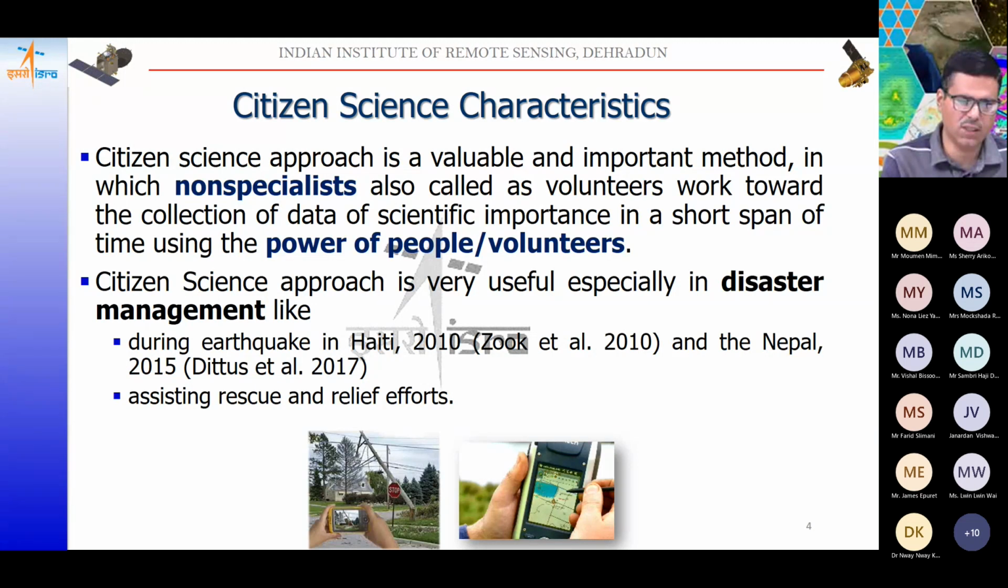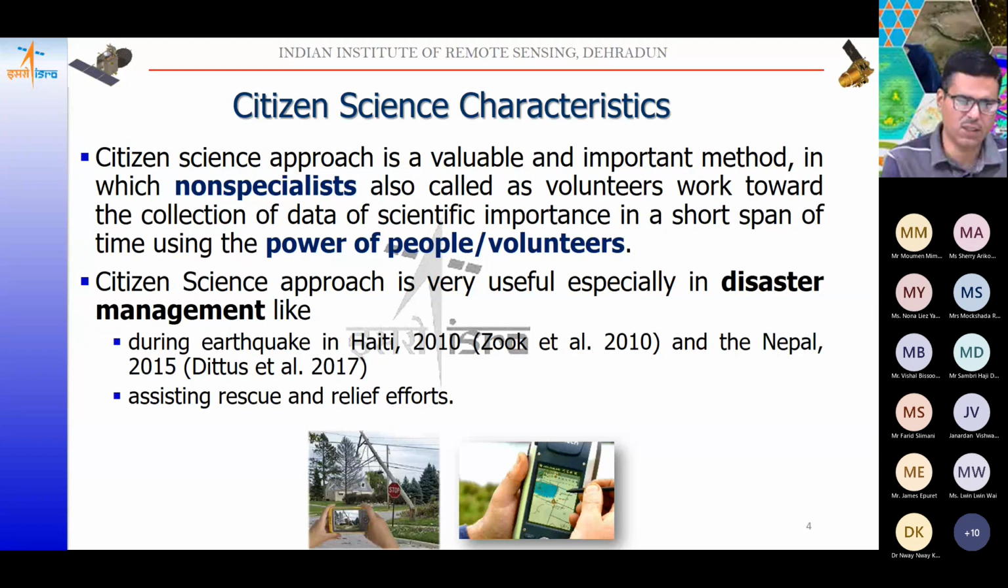As I said, they become a kind of first responders who can assist the rescue and relief effort, because in such a disaster event, knowing the situational awareness, what has happened on the ground, where the people affected are, is very vital, and it is very much sought after that such data be provided in a very short amount of time.